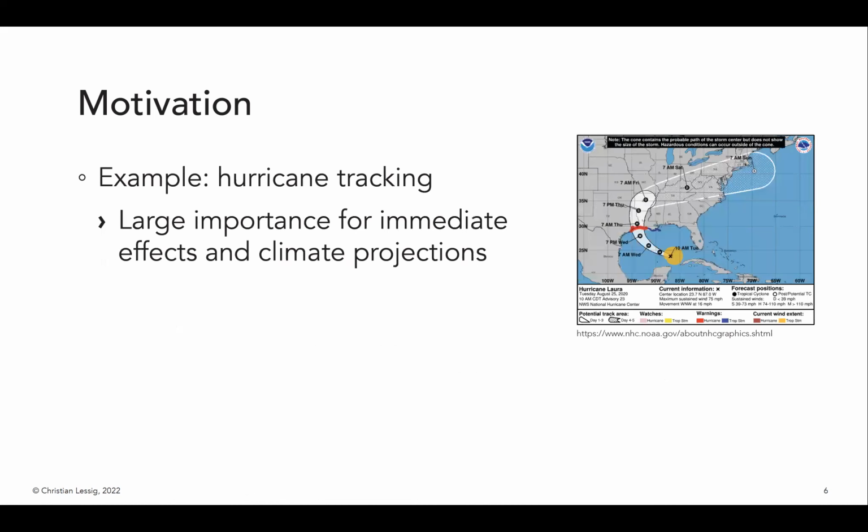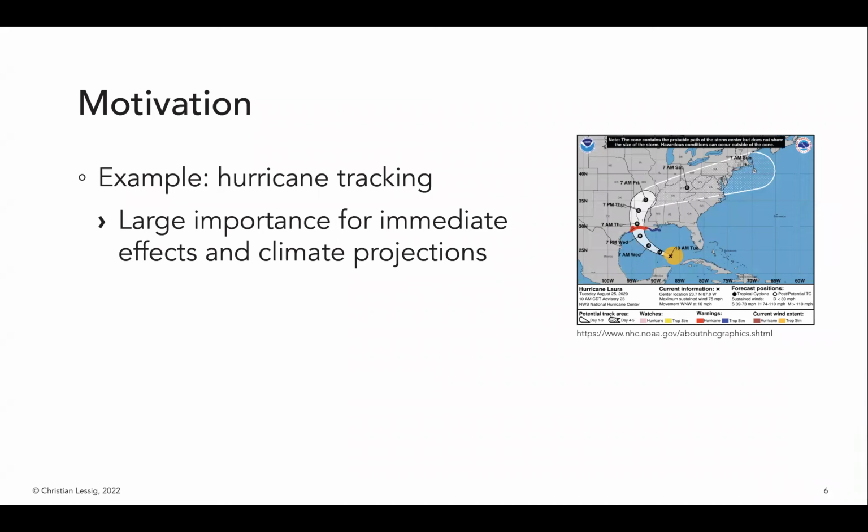And here is maybe an example where using these large amounts of data is not entirely trivial: hurricane tracking. That's clearly very important to predict, if you have a hurricane, where it will hit land and what will be affected. It's also important, for example, for climate projections. How will the frequency of hurricanes change? Will their trajectories change?